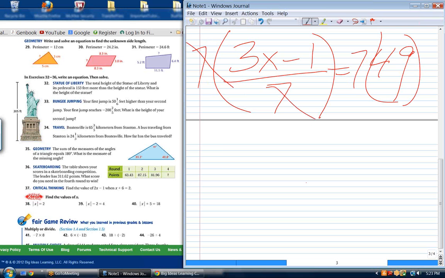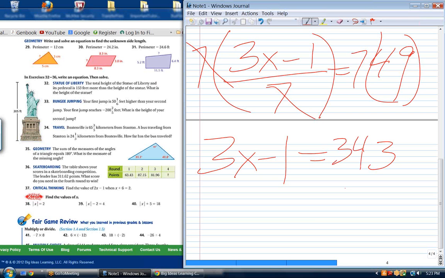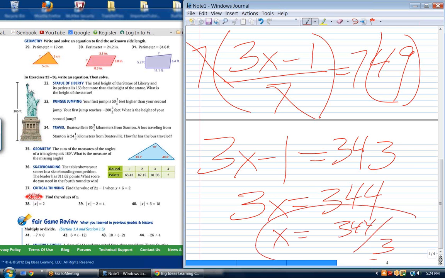That cancels that denominator. Now I got 3x minus 1 equals 343. And now I'm going to add 1 to both sides. So I got 3x equals 344. And now I'm going to divide both sides by 3 so that I got x equals 344 divided by 3. So that's how you solve a more complicated algebraic equation. In other words, equations that involve division and multiplication as well as addition and subtraction.